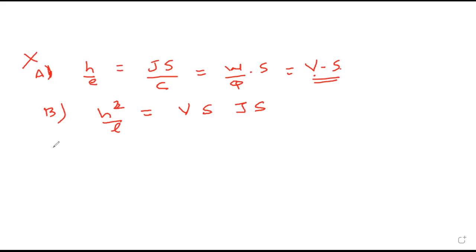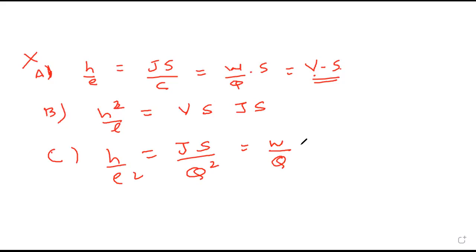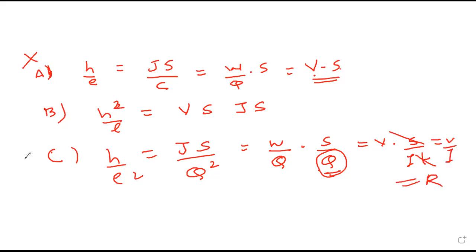Now see, here second is not getting eliminated. H upon E square is joule second upon charge Q square. E is same as charge. So joule means work. Work upon charge into second upon charge. Work upon charge is voltage into second. Charge Q is I into T. Second and time cancel. V upon I is similar to resistance or not? Tell me. Yes, sir. Answer will be H upon E square.